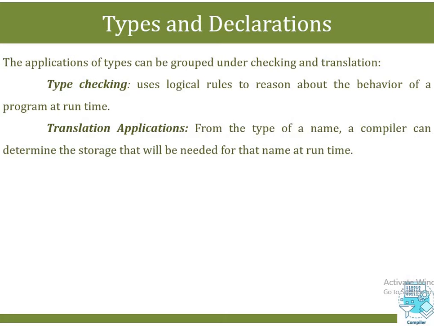And what about translation? Only if we know the type can memory be allocated accordingly. In Java, if it is an integer variable, we have to allocate 4 bytes. If it is a float, we have to allocate 8 bytes. That can be known only if you know the type. So specifying the type is meant for type checking, and also for translation purposes.